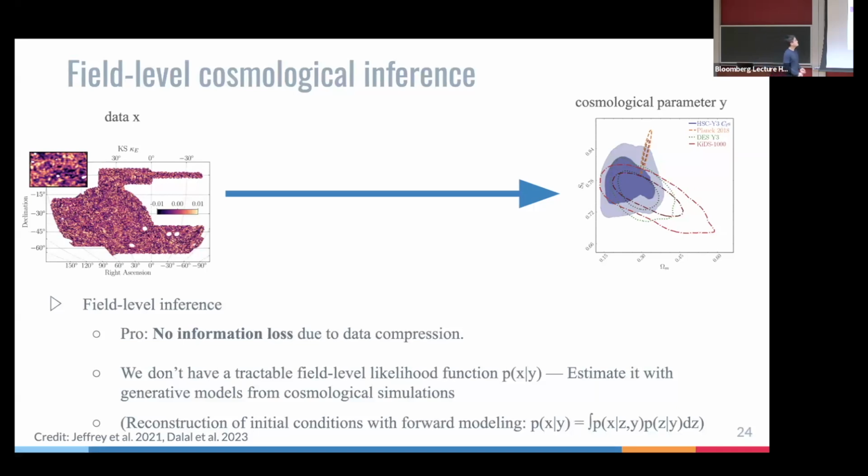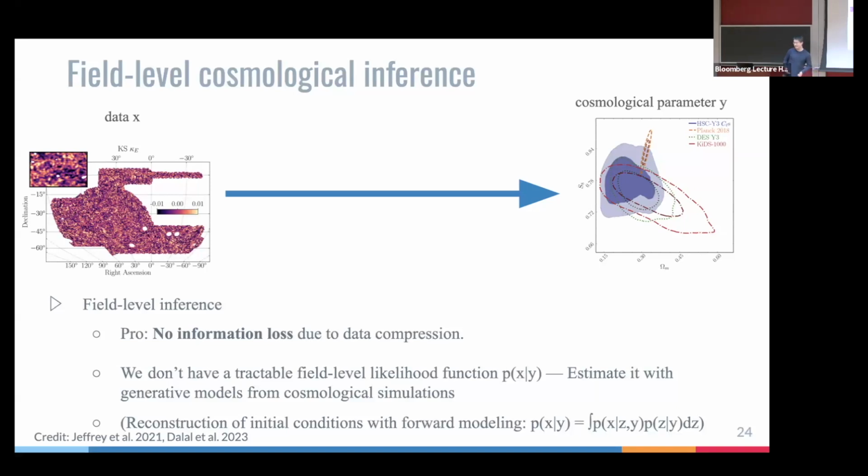So I'm going to talk about the field level inference. The idea is we go directly from these high-dimensional non-Gaussian fields to the cosmological inference. The issue here is we don't have a tractable field level likelihood function of x given theta, where x here would be the pixel value of this field, right? That's why it's called field level.